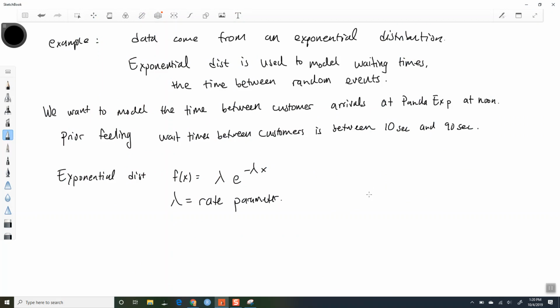Okay. So what we are saying is that our prior feeling is that our rate is somewhere between lambda equals 6 and 90. What's the inverse? Like six arrivals per minute. And if it's every 90 seconds, then we've got, what's that? 2/3 of an arrival? Okay. The rate is equal to 2/3. Something like that. 2/3 of an arrival per minute.